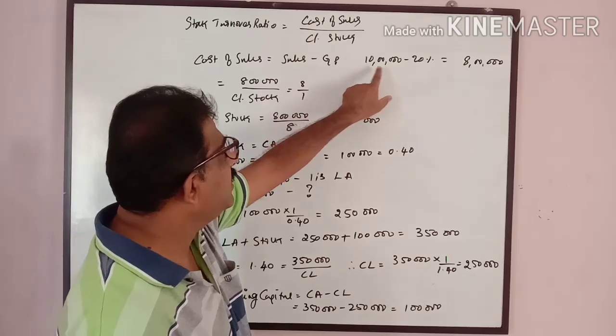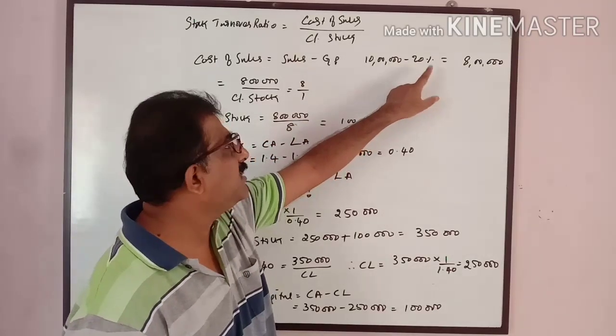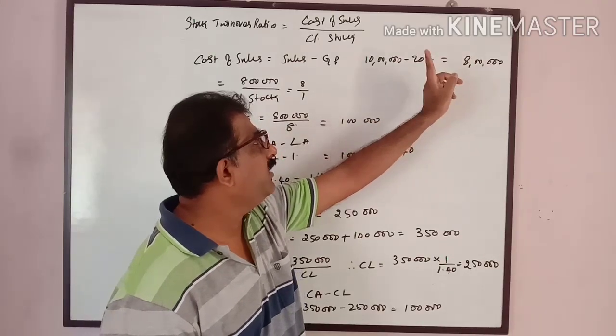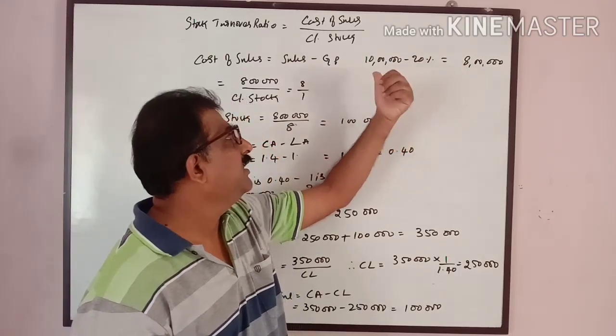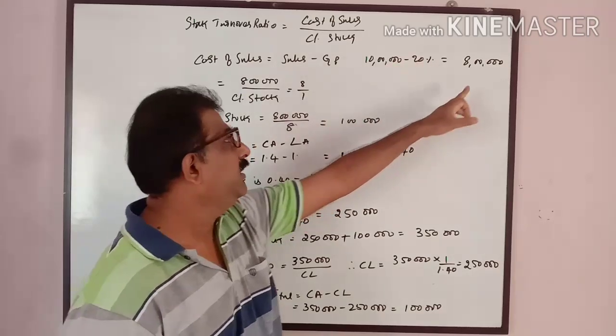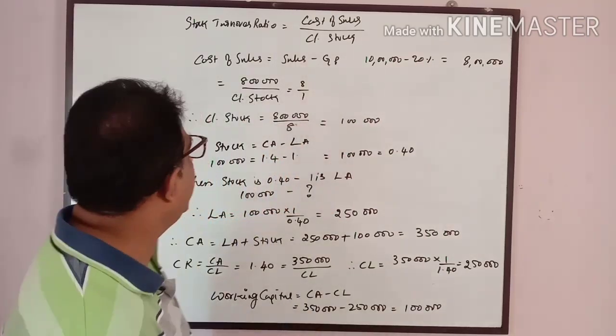Sales is 10 lakhs. GP ratio is given as 20%. Sales minus 20% comes to 8 lakhs. When cost of sales is 8 lakhs, sales becomes 10 lakhs, so the profit margin is 2 lakhs. 8 lakhs is the cost of sales.